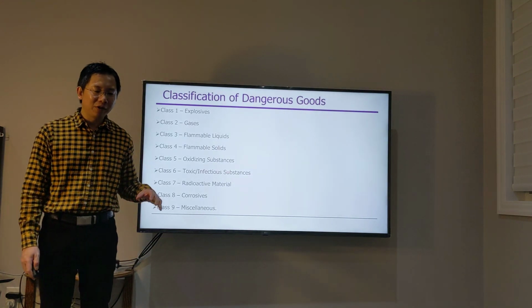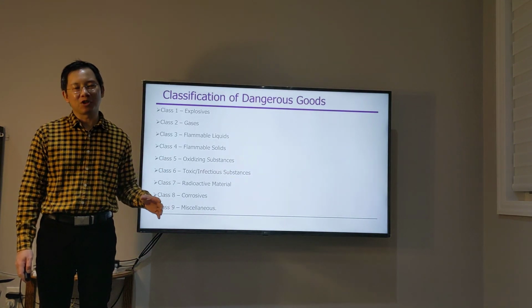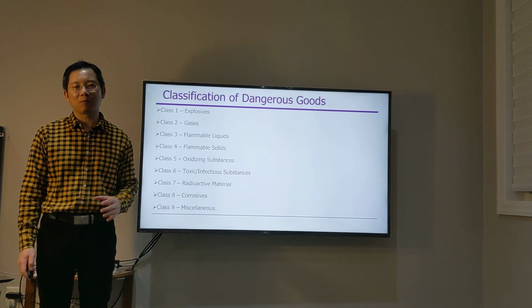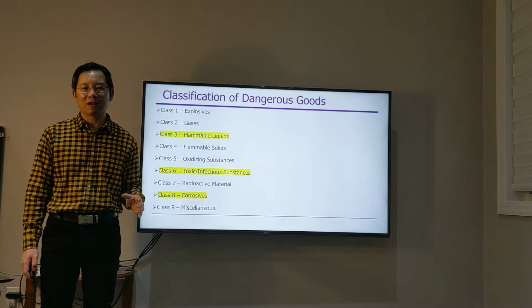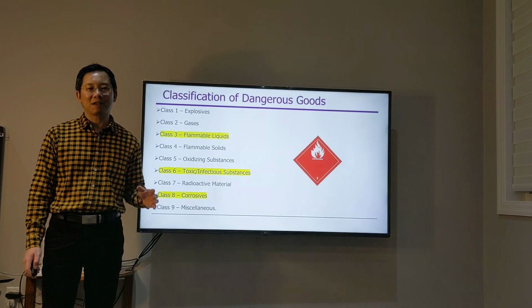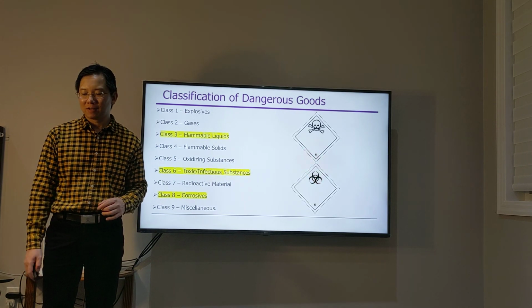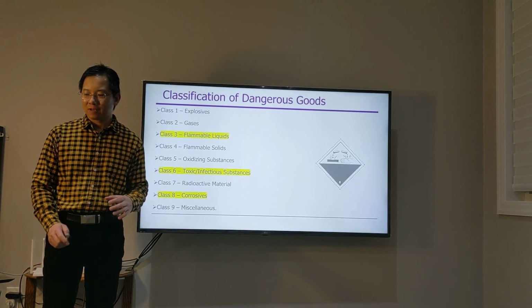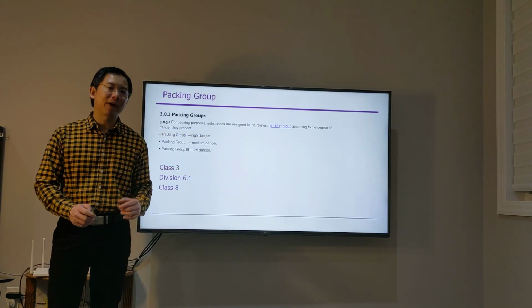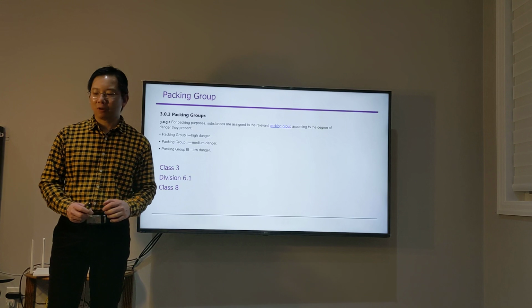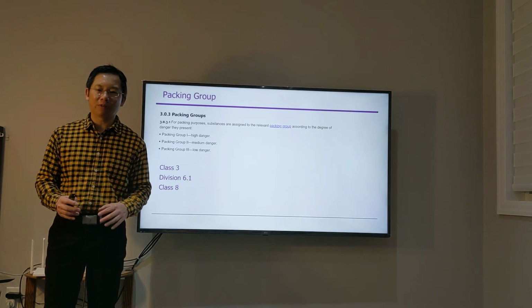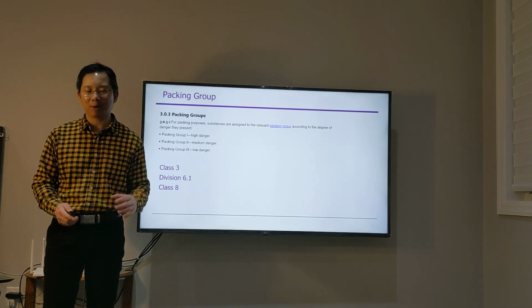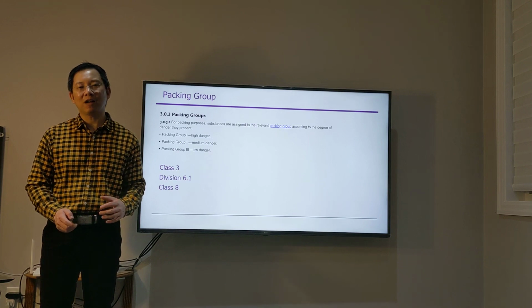Well, we know there are 9 classes of the DGs, and today we are going to talk about Class 3, Class 6, Class 8 only. And before we jump into the classifications, we will talk about the packing group, because all Class 3, Division 6.1 and Class 8 have packing groups. So what are the packing groups?